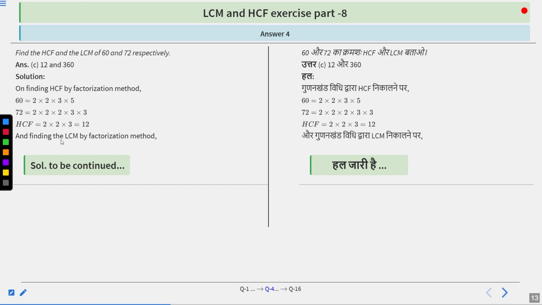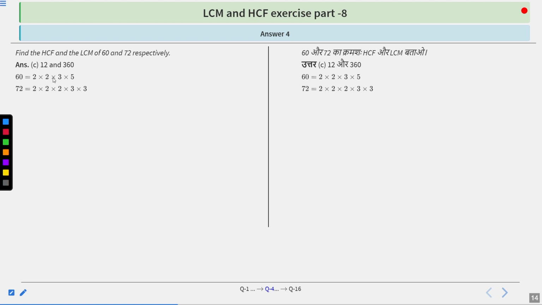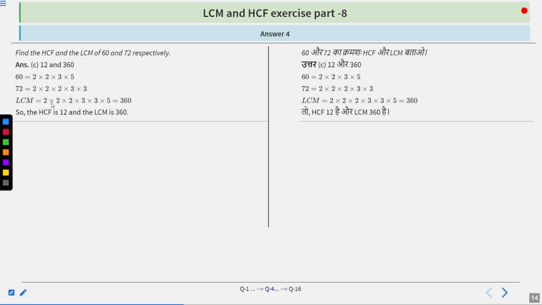And to find the LCM, we can use the factorization method here also. The factors of 60 were 2 into 2 into 3 into 5, and of 72, 2 into 2 into 2 into 3 into 3. Therefore, the LCM is 2 into 2 into 2 into 3 into 3 into 5, that is 360. Therefore, HCF is 12 and LCM is 360. That means option number C was the correct answer.